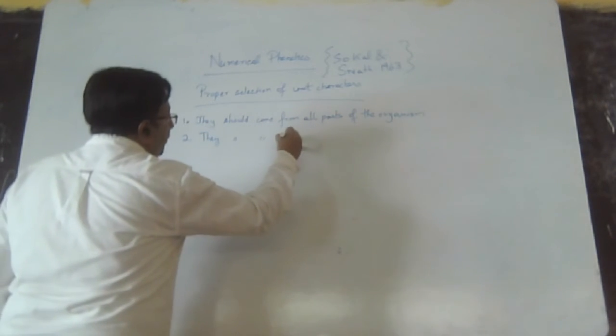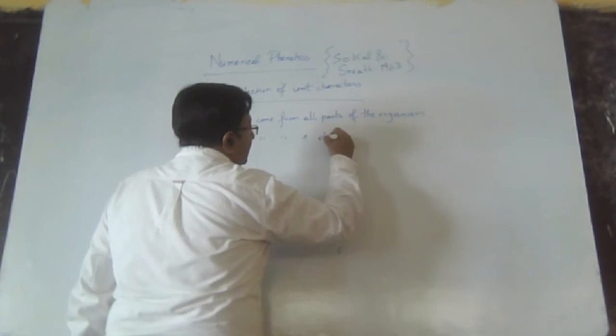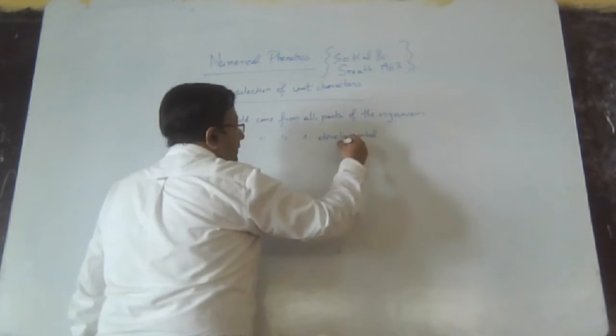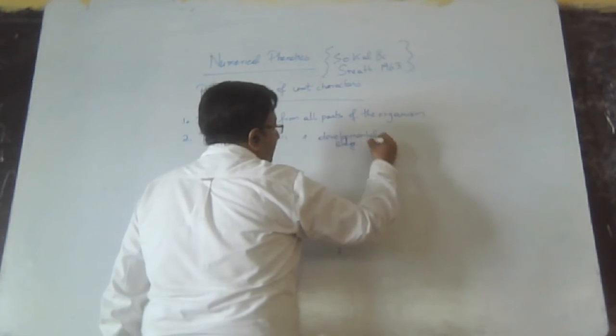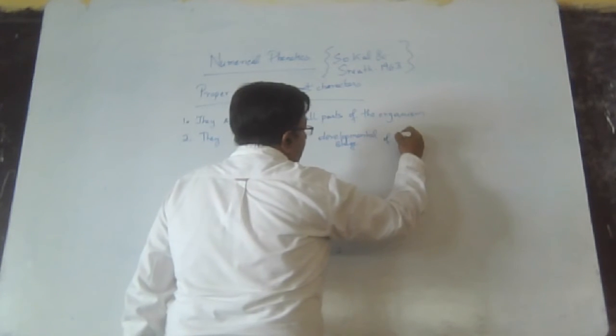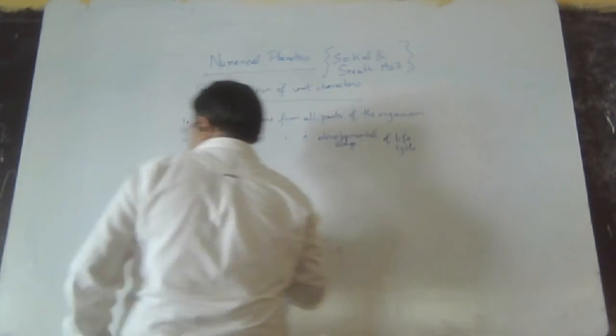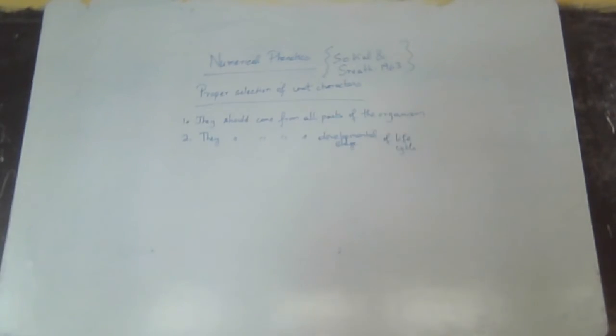They should come from all developmental stages of life cycle. Different cycles. For example, Ascidia, it is a type of chordate. In the larval stage, it has got a notochord with tail. Therefore, it is a chordate. But when it becomes an adult, it loses it.